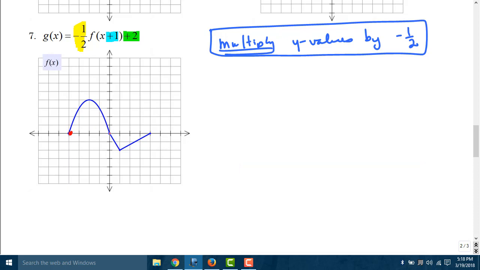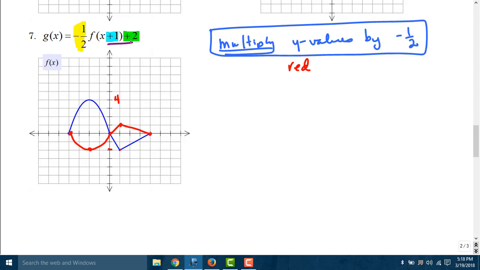Okay, so my zeros stay the same. This is 4. Negative half of 4 will be negative 2. Then this y value is negative 2. Negative half of that is positive 1. So that's that graph. So that graph is in red.